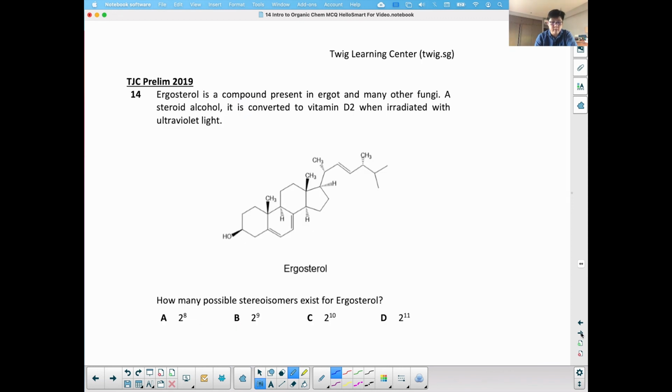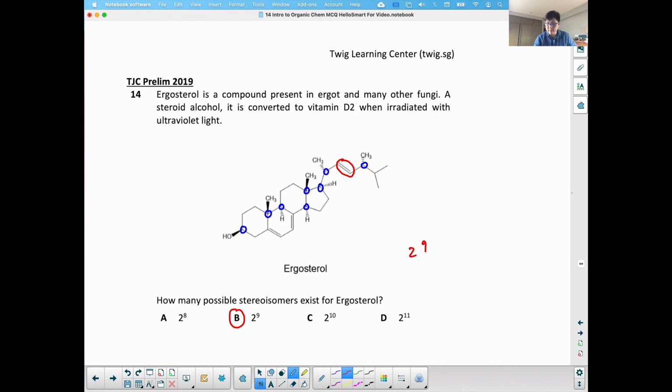Question 14. How many possible stereoisomers exist for this compound? Let's take a look. I'm just going to circle all the chiral centers, and if there's any cis-trans, I'll circle that too. So 1, 2, 3, 4, 5, 6, 7, 8, and include this one. This one also has cis-trans, so it's actually 2 to the power 9. So the answer is B.